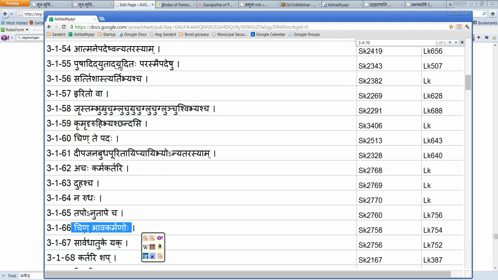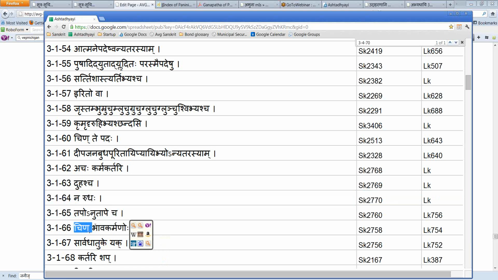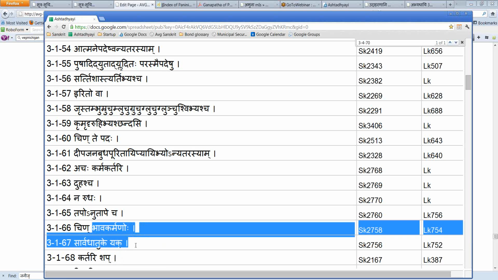Now the question comes: why not put this bhava karmanoho prior to na rudhaha? The answer is that this bhava karmanoho is required as anuvritti into the next sutram, sarvadhatuke yak. So one more time, chin starts from chinte padaha, and again Panini says chin bhava karmanoho, because in between came a prohibition, a nishedha, na rudhaha and taponutape cha. If we put bhava karmanoho before na rudhaha, we would have to repeat chin again, and that would not work, since we want bhava karmanoho to go down into sarvadhatuke yak also. So Panini has no choice but to repeat chin in bhava karmanoho.